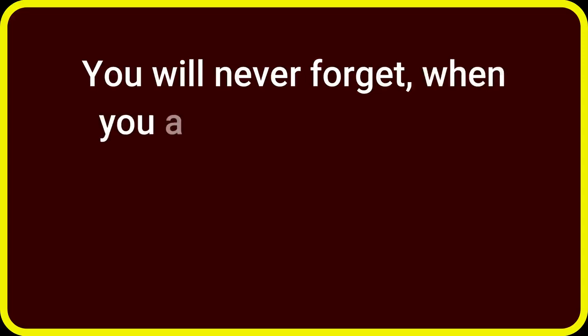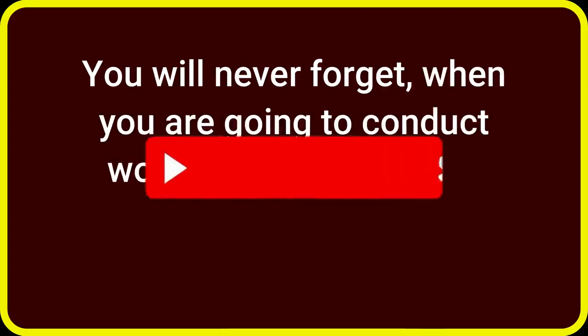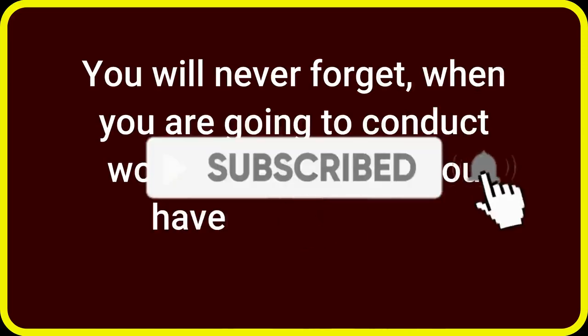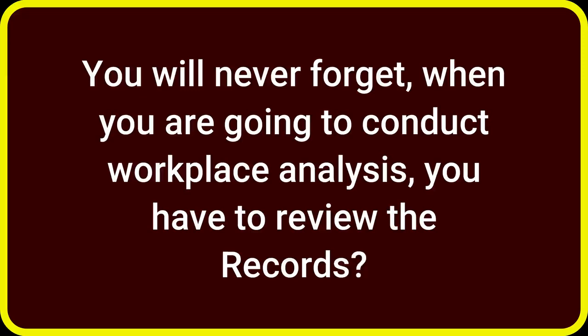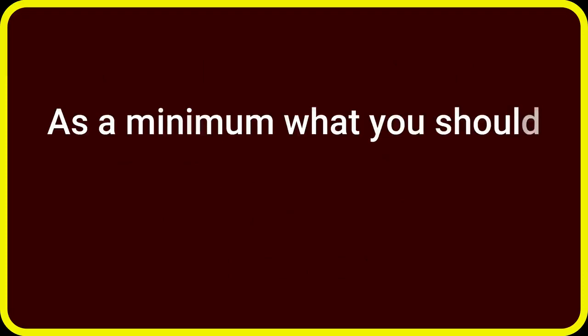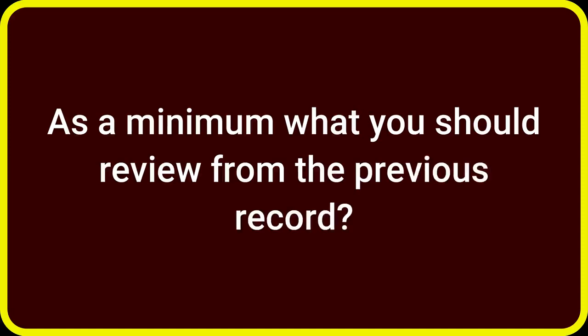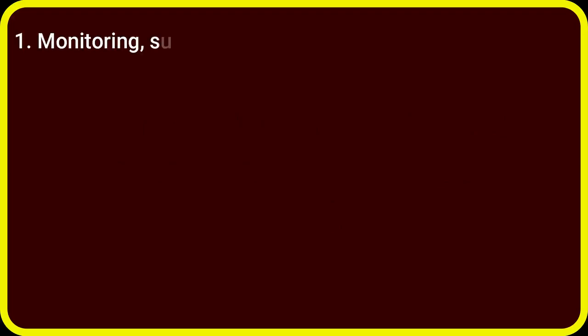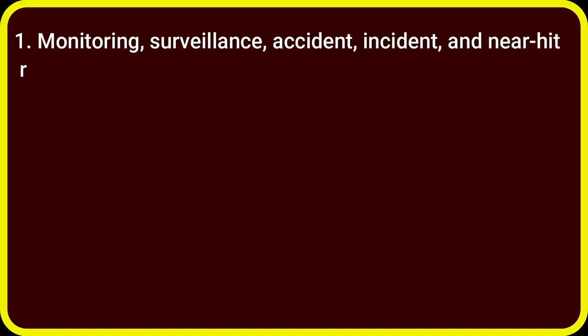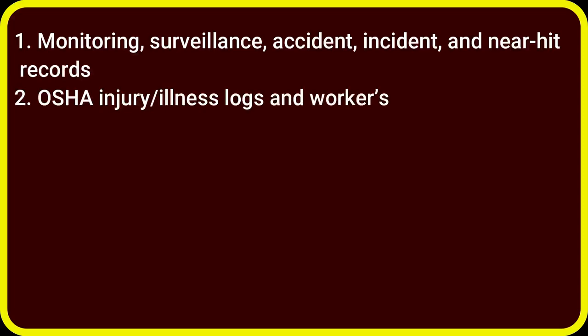But never forget, when you are going to conduct workplace analysis, you have to review the records that can reveal some very helpful information. As a minimum, here is what you should review from the previous records when you are making a comprehensive hazard analysis for your workplace. Number 1, monitoring, surveillance, accident, incident, and near hit records. Number 2, OSHA injury and illness logs and workers' compensation records for the last 5 years.